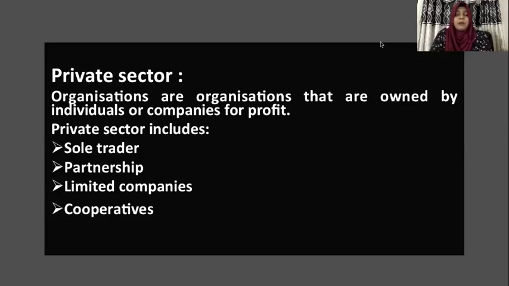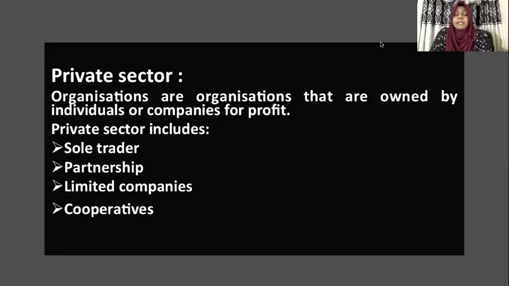Usually, as part of limited companies, public limited companies, you will be learning large organizations where transnational companies are part of public limited companies. Then we also have cooperatives. Under the cooperatives, you need to understand that there are 3 different types of cooperatives: consumer cooperatives, retail cooperatives, as well as producer cooperatives.